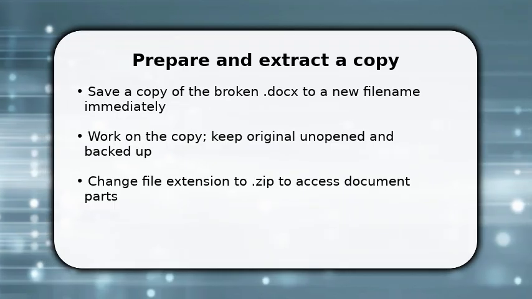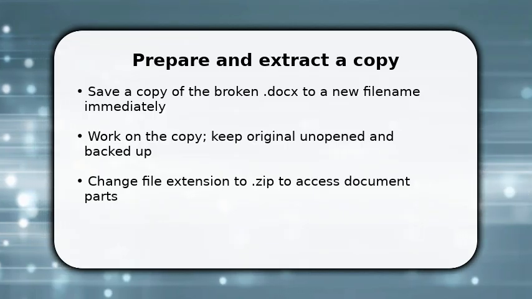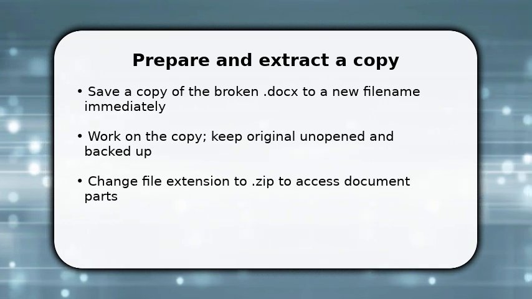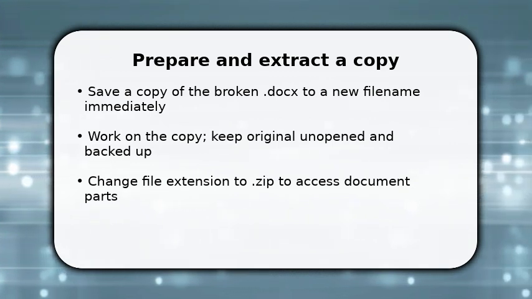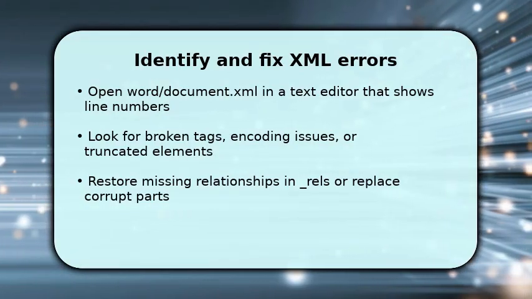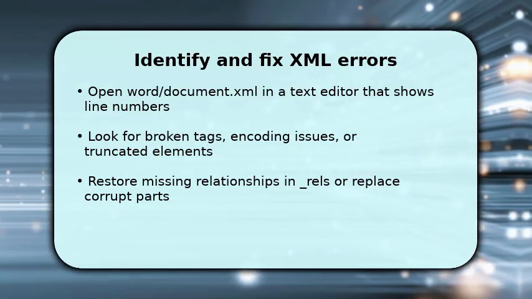This step gives you visibility into corruption points and avoids wasting time on surface fixes that don't address damaged XML or missing parts. You now locate the problem inside document.xml and related parts. Open them in a plain text editor that displays line numbers so you can find malformed tags or truncated content.